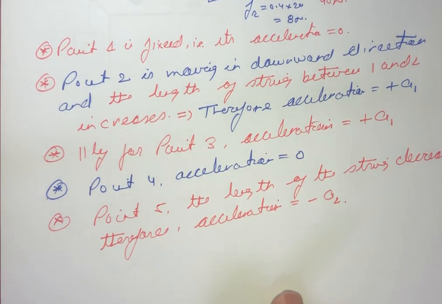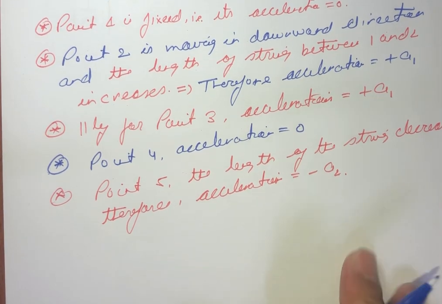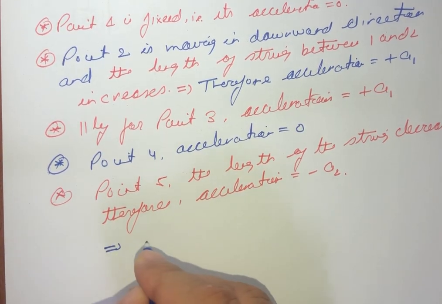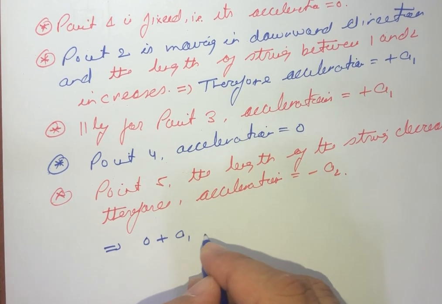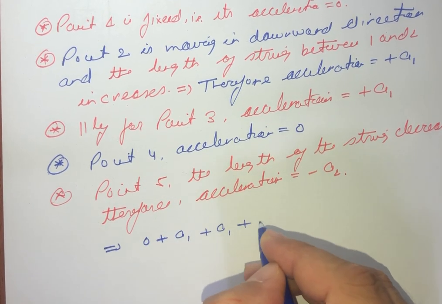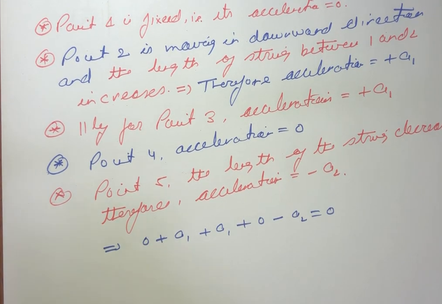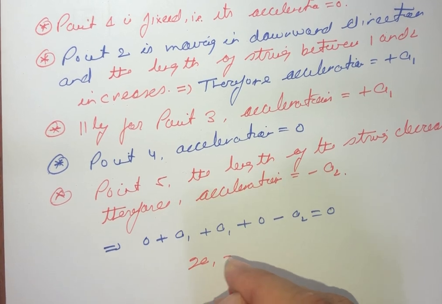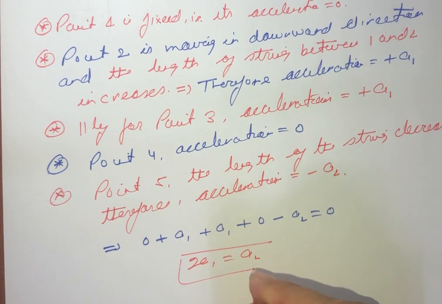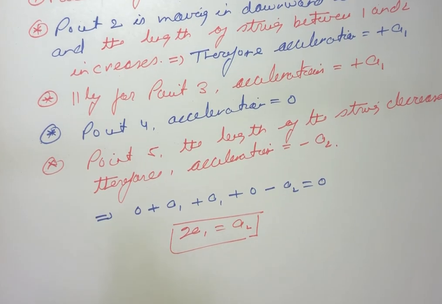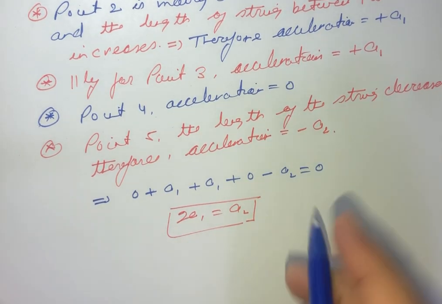Okay. Now we add all the accelerations, and that will be equal to 0. We have 0 plus a1 plus a1 plus 0 minus a2 is equal to 0. From here we can say twice a1 is equal to a2. This is the constraint relationship between a1 and a2. Okay. Now we can make use of all the equations, and this is our third equation.